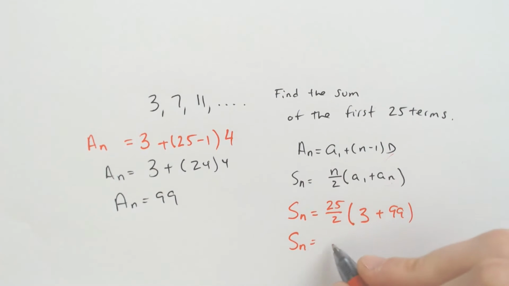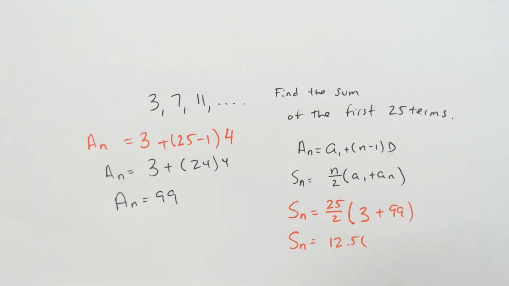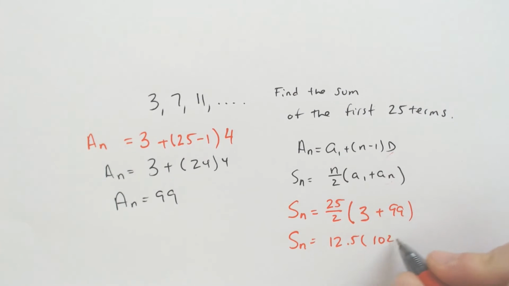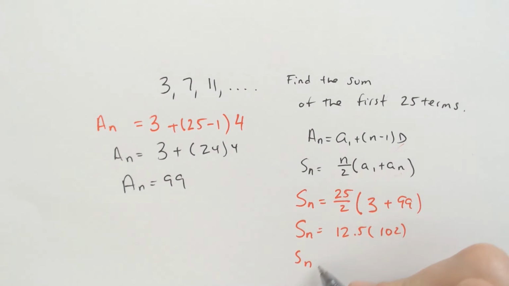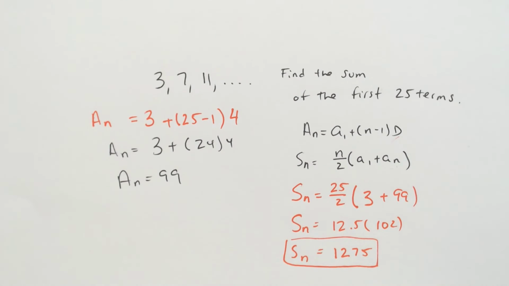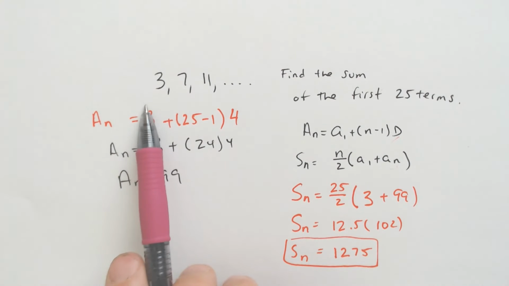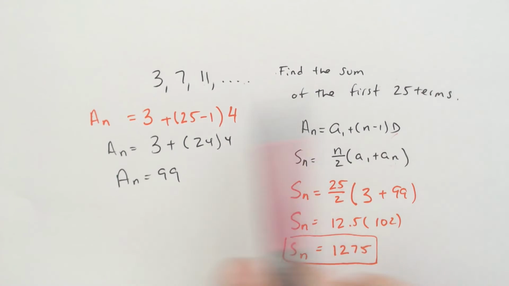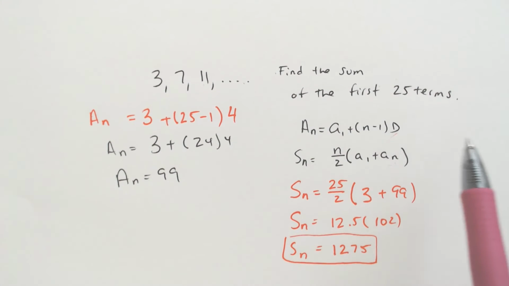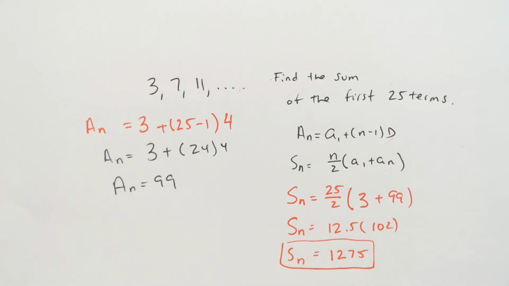So our sum is equal to 12.5. That's 25 divided by 2. 99 plus 3 is 102. And we multiply those. 102 times 12.5 is a big number. It is 1,275, which is definitely not something that you would want to add up by hand. Like if you added up 3 and 7 and 11, the next term 15, the next term 19, and then just kept going all the way to 25 terms, you would end up with 1,275.